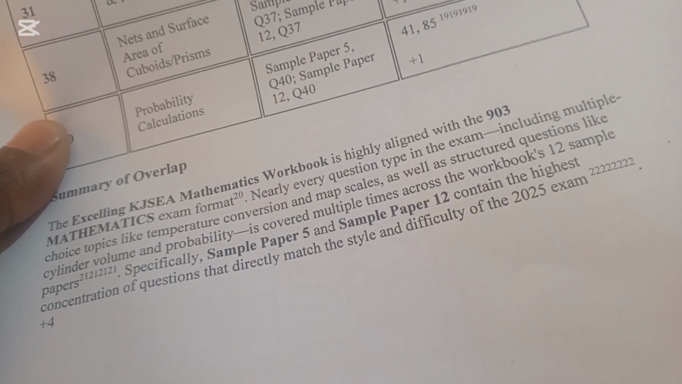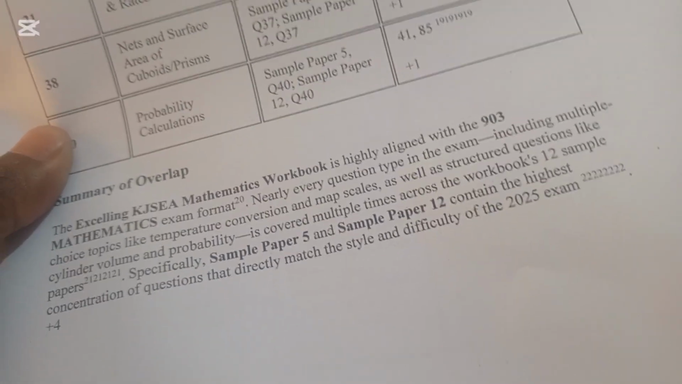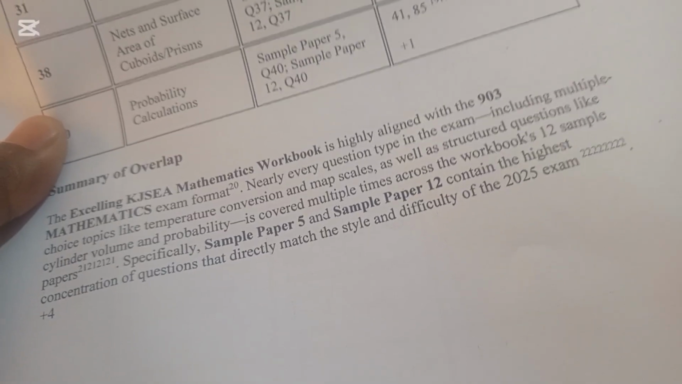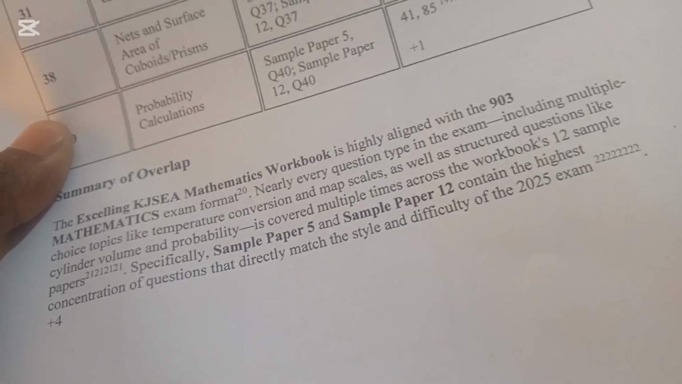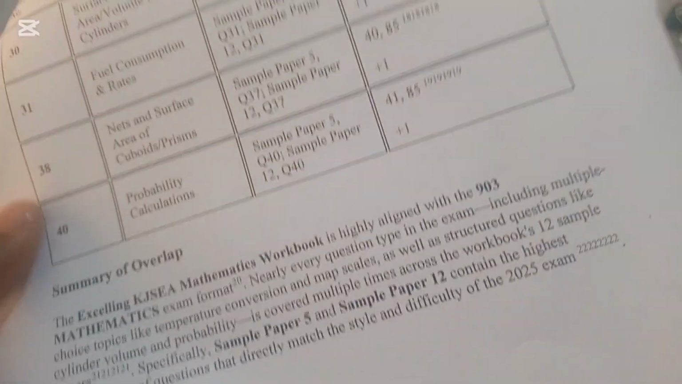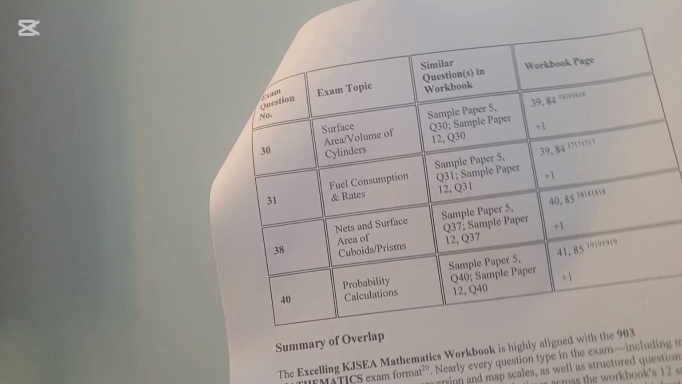Specifically, sample paper 5 and sample paper 12 contain the highest concentration of questions that directly match the style and difficulty of the 2025 exam. By the way, the number of questions that this AI said are directly similar is 21. Out of 40, 21 questions are directly similar to what is in my book. That is the overall summary I've just read for you.